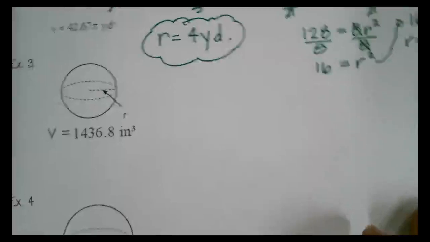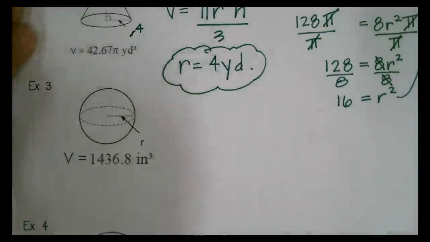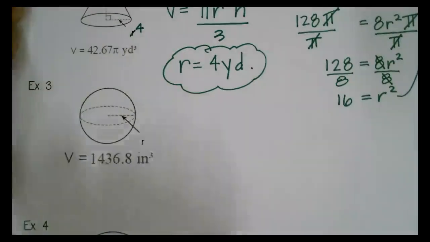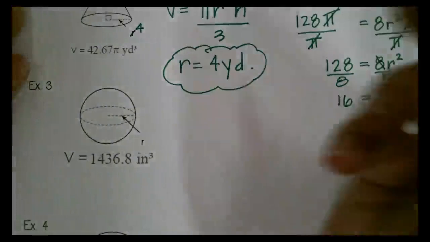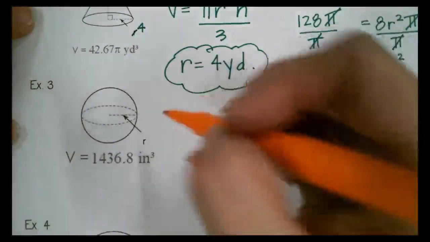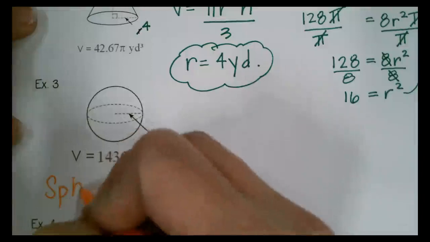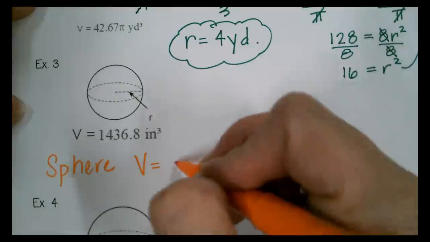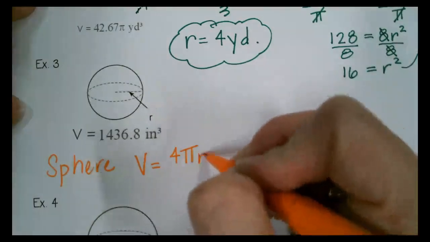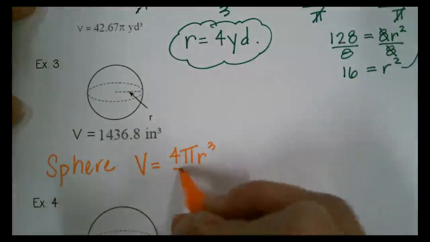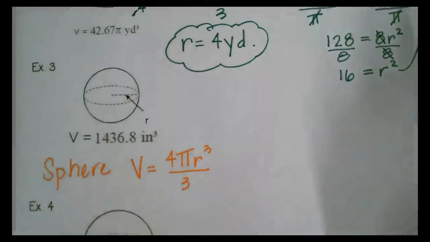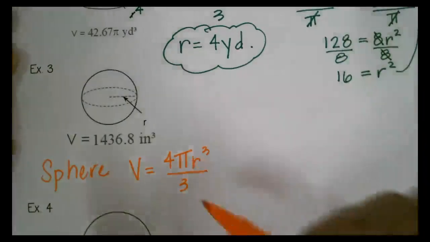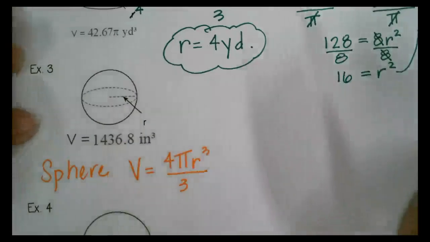All right, on to example 3. I need to start writing smaller, I'm writing too big. Okay, so for this one, we have a sphere. So I'm going to start off with what I know about a sphere, and I know that the formula is the volume is 4 pi r cubed divided by 3. So this one's going to be a little bit different, but you've had experience with the formula, so you should be good.